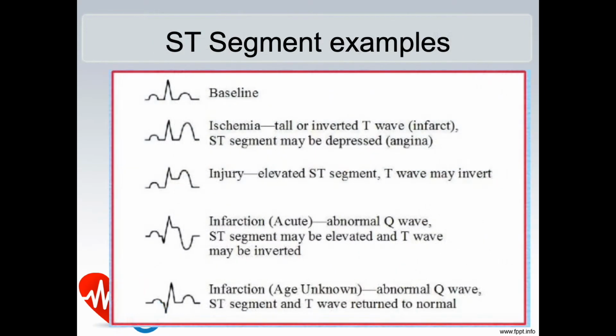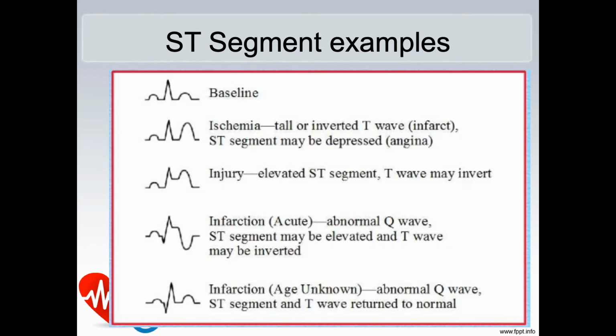Here we have drawings of ST segment examples. On the top, you see the baseline, and notice that the ST segment is back down to the isoelectric line. The next picture shows ischemia with tall or inverted T waves. At this time, the ST segment may actually be depressed, which would represent angina. Notice the next one has the elevated ST segment and the T wave may invert. This is due to injury.